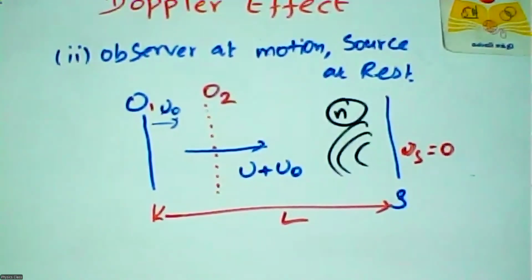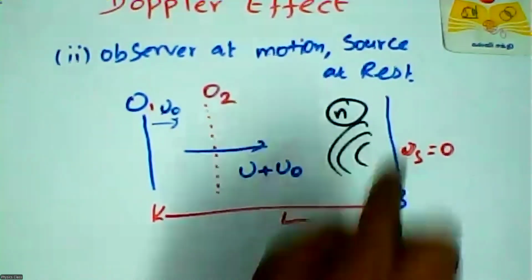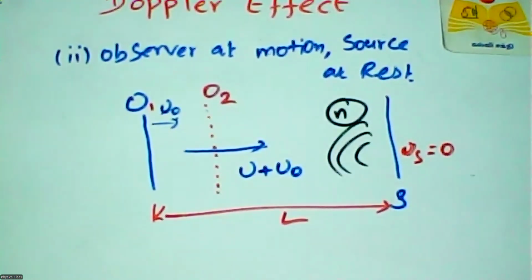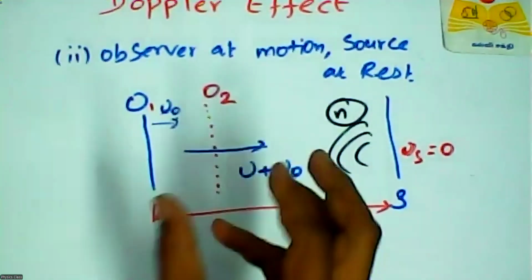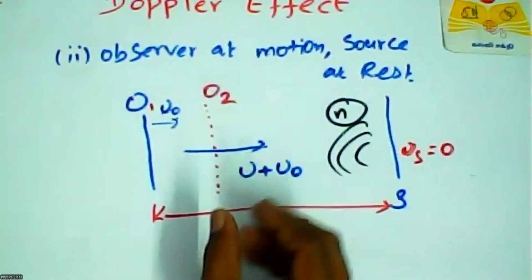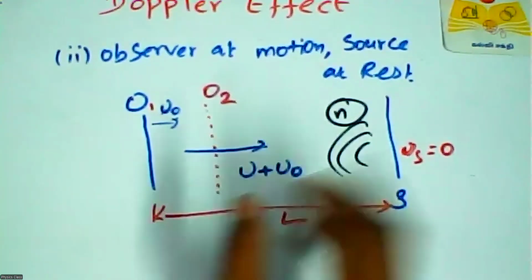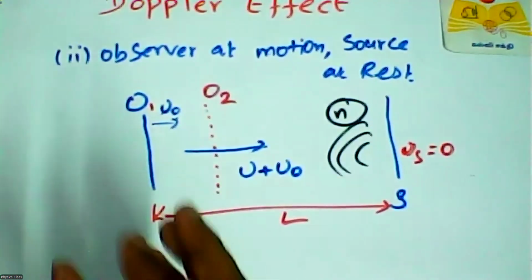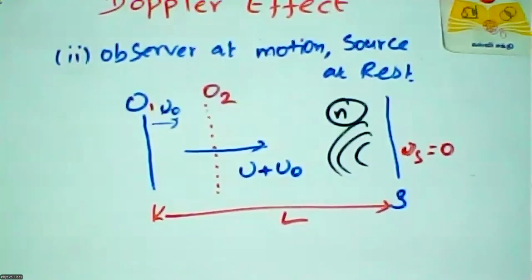N means frequency of the sound wave. Right. The time interval between the arrival of the first and n plus 1th crest. Already we have discussed. For that time interval, we have to subtract the first crest's time from the n plus 1 crest's time. So that same case also applies here.